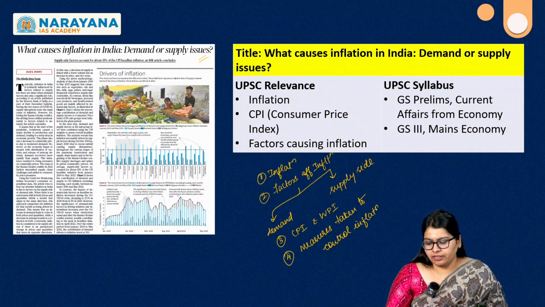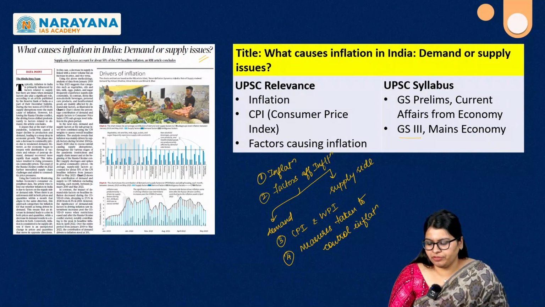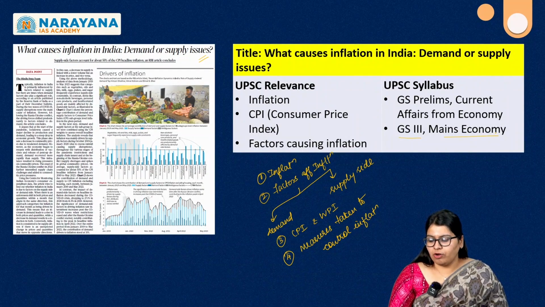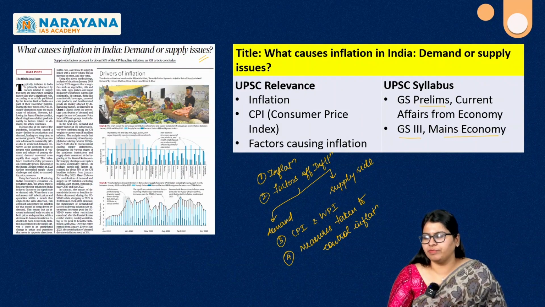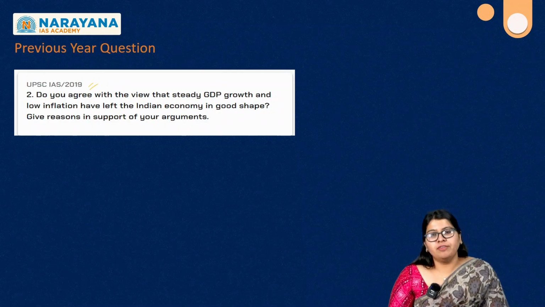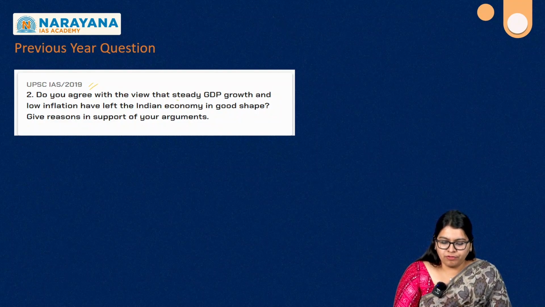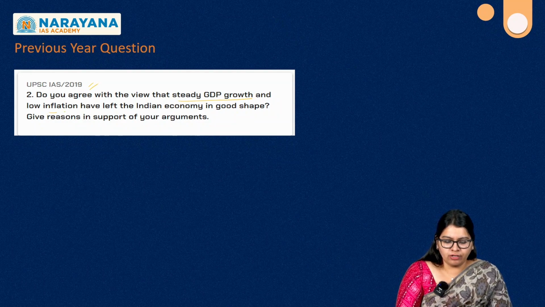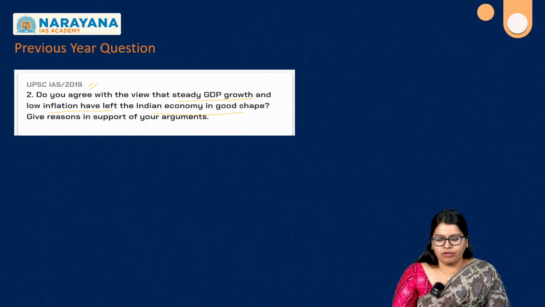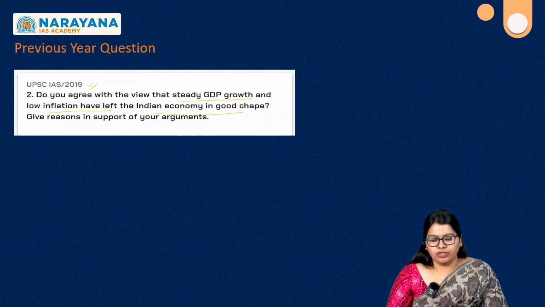So this article becomes important from GS paper 3 mains economy, and also for prelims, this particular topic and the concepts of inflation and types become important. We have a previous year question in 2019, where the question was: the view that steady GDP growth and low inflation have left the Indian economy in a good shape, or not. So here GDP growth as well as inflation becomes very important for the exam.